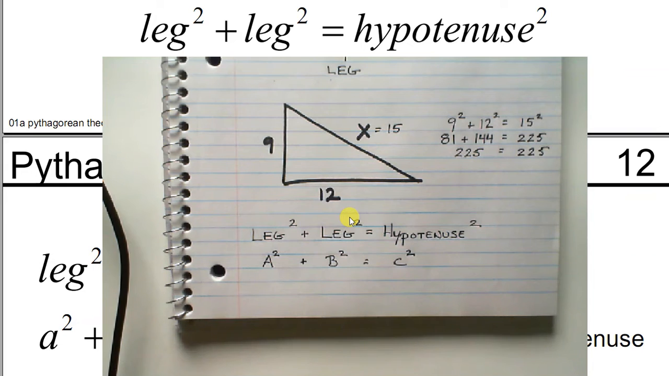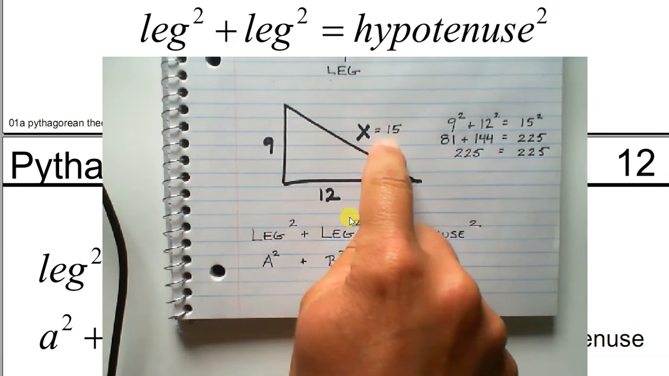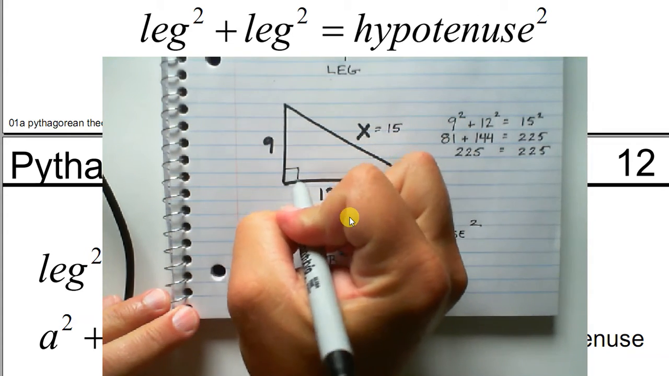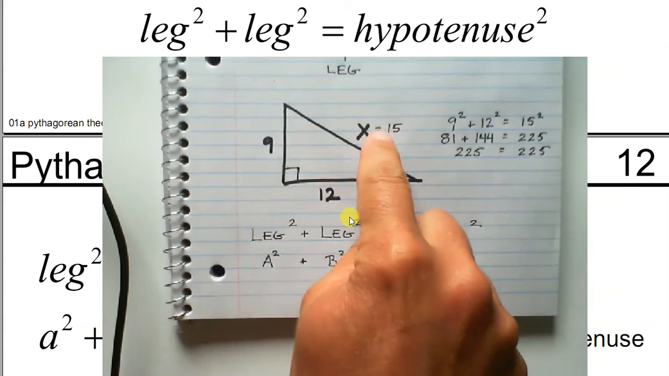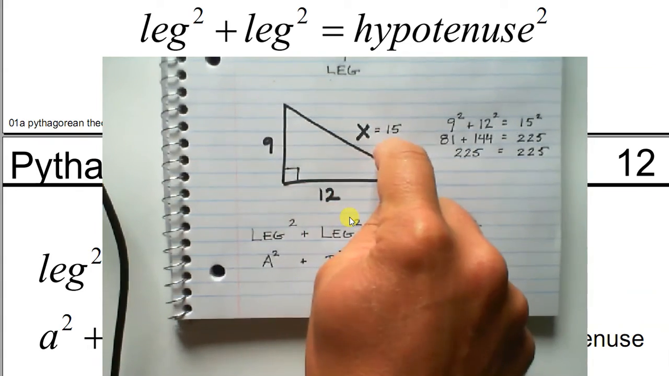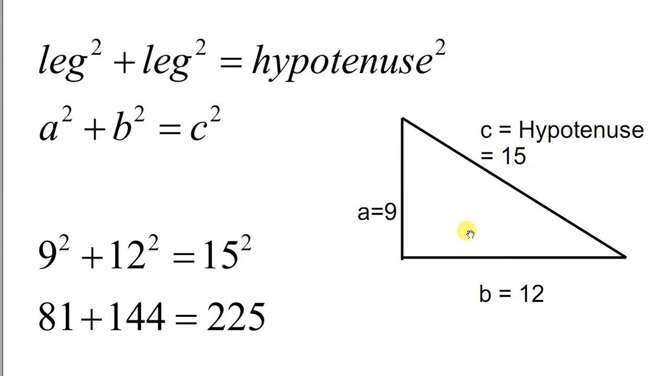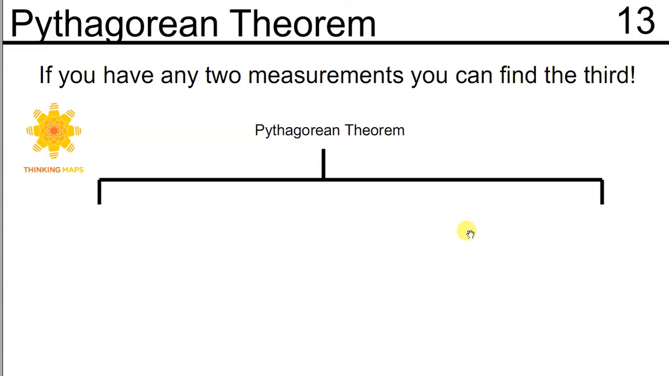So for the Pythagorean theorem, this number squared plus that number squared is always going to equal that number squared. This assumes that it's a right triangle. Let's put a right triangle symbol on that. If I have any two of the sides, if I have a leg and a leg, I can find the hypotenuse. If I have a leg and a hypotenuse, I can find the missing leg. As long as I have two of the parts, I can find the third part.